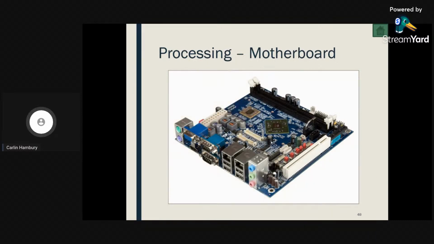Then on the processing side, we have our motherboard. So there we've got our massive motherboard. It just looks a lot bigger than what it actually is. And our CPU goes over here. We've got our memory slots over here. We've got a PCI slot over here where we can put in something extra, maybe an extra graphics card or something like that. Here we've got our sound card. We've got 4 USB ports.